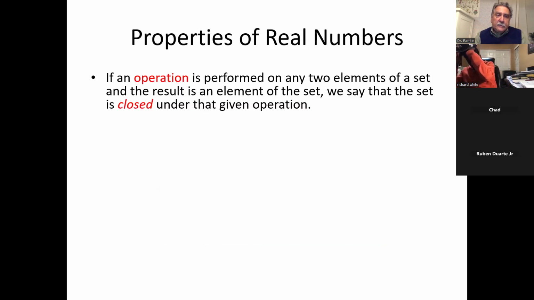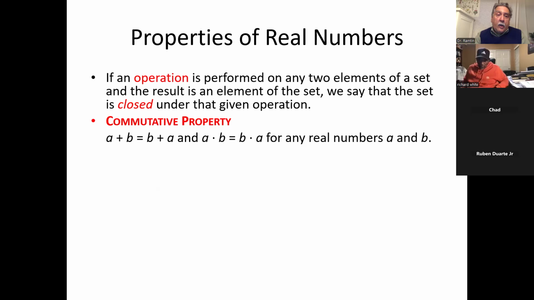Properties of the number system. When an operation is performed on any two elements of a set, and the result is an element of the set, we say that the set is closed under that given operation. We have commutative properties, meaning A plus B is the same as B plus A, or A times B is the same as B times A, when A is a real number.